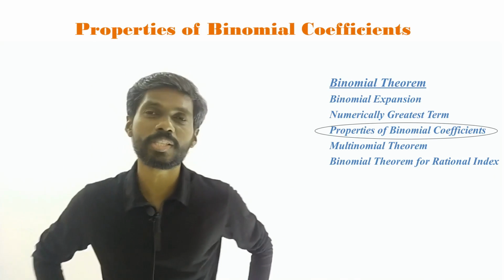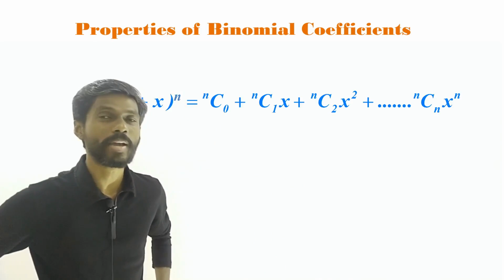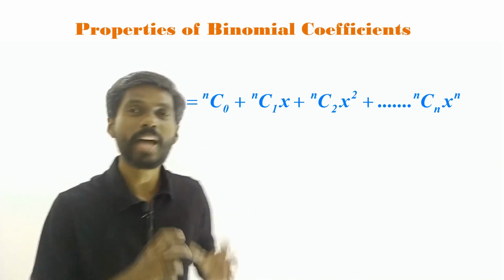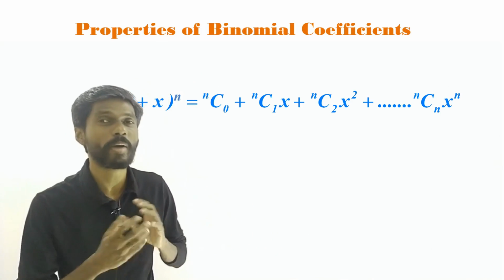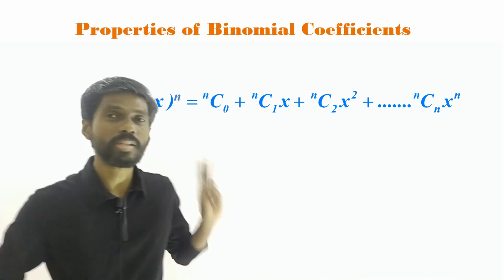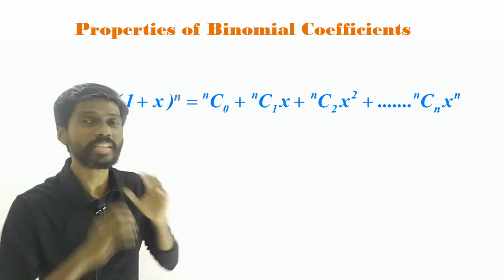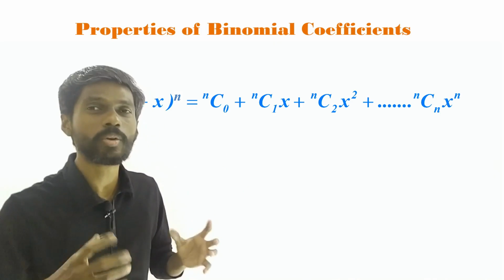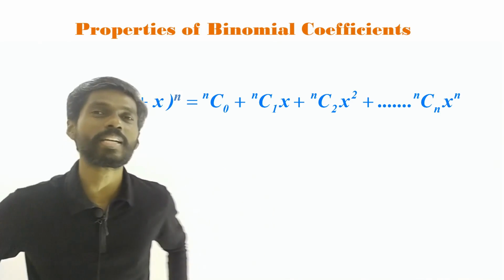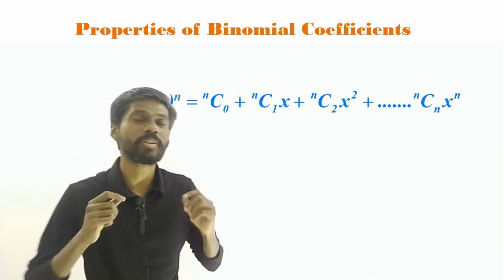What are binomial coefficients? Let us take this simple binomial expansion, (1 + x)^n. So that is nC0 + nC1 x + nC2 x^2 up to nCn x^n. These coefficients nC0, nC1, nC2, nCn are called binomial coefficients. Simply nCr is a binomial coefficient. We have to write certain conditions satisfied by these binomial coefficients. That's what we're going to do in this class.